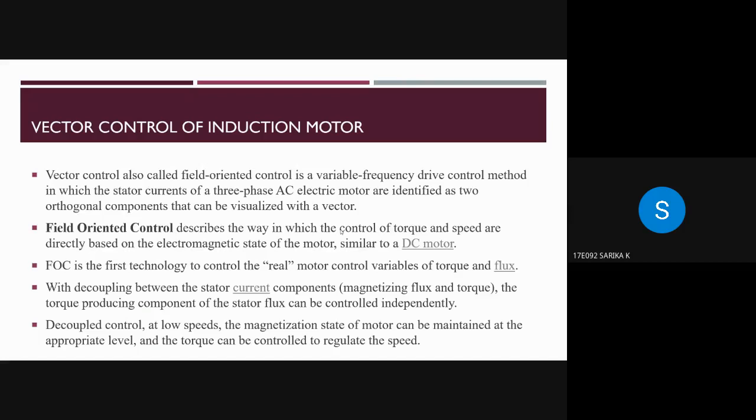Field-oriented control is the first technology to control the real motor control variables of torque and flux. With decoupling between the stator current components, magnetizing flux and torque, the torque producing component of the stator current can be controlled independently. With decoupled control at low speeds, the magnetization state of the motor can be maintained at the appropriate level, and the torque can be controlled to regulate the speed.